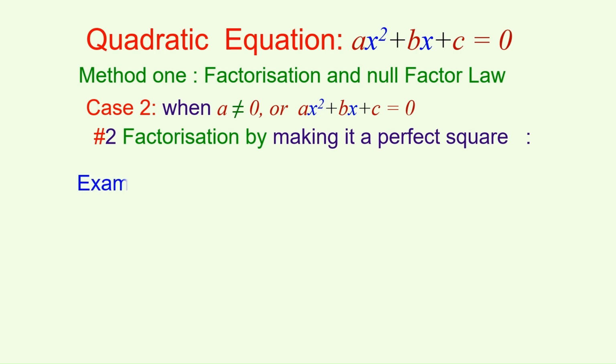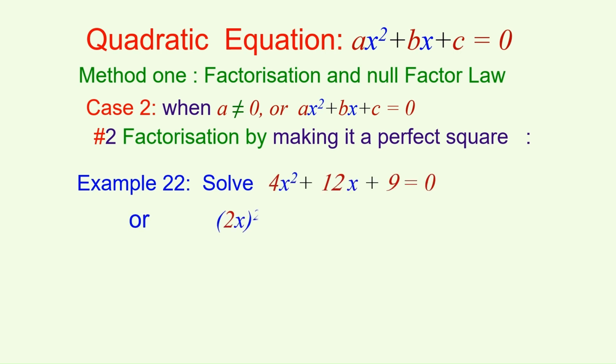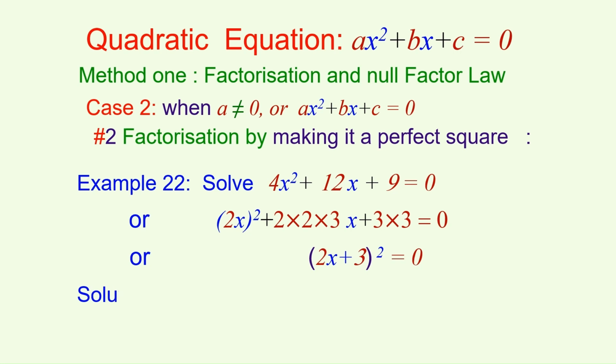Example 22. Solve 4x squared plus 12x plus 9 is equal to 0. Or (2x) squared plus 2 times 3 times 2x plus 3 times 3 is equal to 0. Or (2x plus 3) whole squared equals 0. The solution is 2x plus 3 equals 0, therefore x equals minus 3/2.